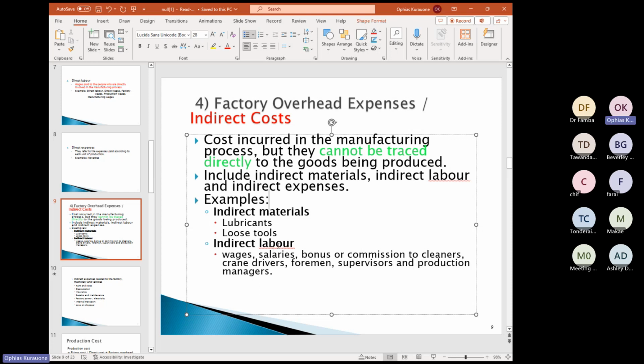Then indirect labor. In this case, we're talking about the wages, salaries, bonuses, or commission to cleaners, crane drivers, foremen, supervisors, and production managers. These people are not directly involved in the manufacturing of goods and services. So we call them indirect labor: the wages of the supervisor, the production manager, the foreman, the crane drivers. They are not directly involved in the production of goods, and they cannot be traced directly to the goods being produced at that particular time. That's why they are called indirect labor.